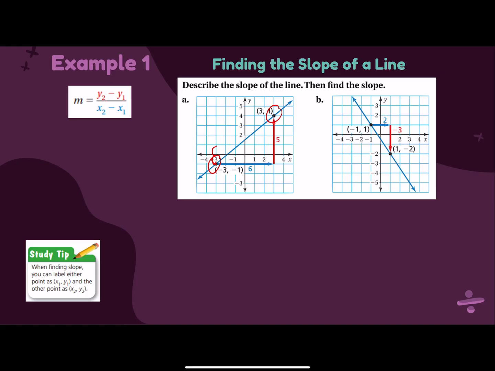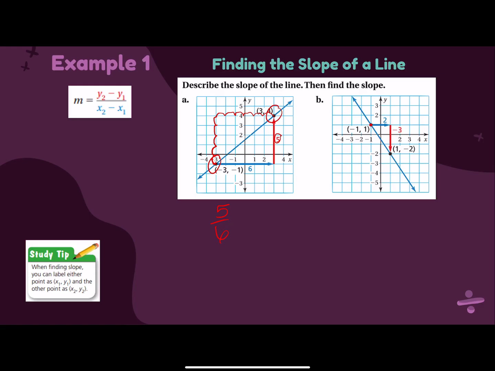I'm going to rise 1, 2, 3, 4, 5 to get to this point, which it says right here. And then I'm going to run 1, 2, 3, 4, 5, 6. So my slope in this case would be 5/6. That's my rise over my run. And I'm always starting from the point on the left.